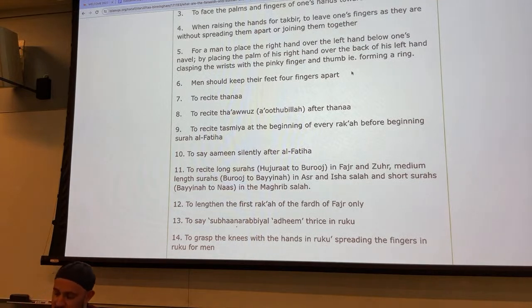To recite the tasmiyah at the beginning of every rak'ah before beginning Surah Fatiha. So you're going to say Bismillah ar-Rahman ar-Rahim, to yourself again, and then recite the Fatiha. And then to say Ameen silently, right? And there's different opinions on this too. You might have seen people pray, or you yourself, when you're in prayer and someone has recited the Fatiha, the first chapter of the Quran, then everyone all together out loud says Ameen. And some people say that you just say the Ameen to yourself silently. In the Hanafi school, you say it silently. Somebody saying it differently, it's totally fine, you know? It's a thing that they have different opinions on.